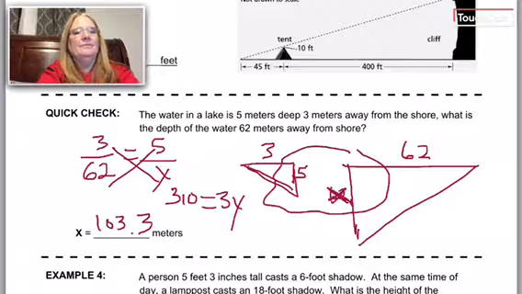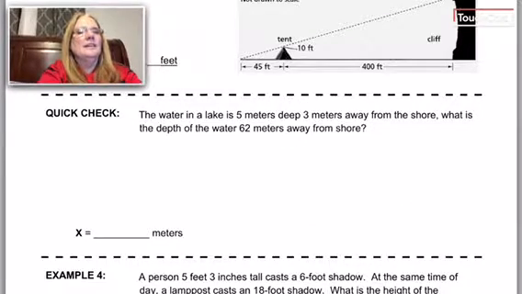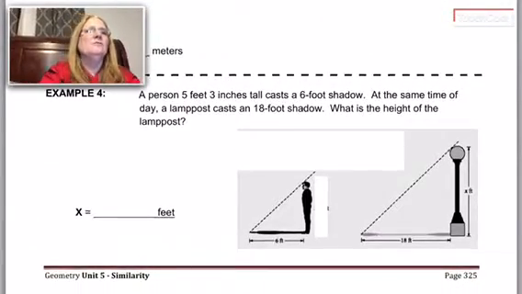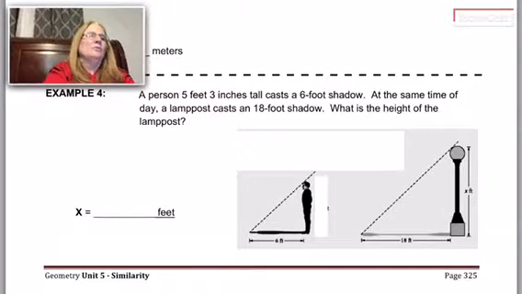All right. Next, a person 5 feet 3 inches tall cast a 6-foot shadow. At the same time of day, a lamppost cast an 18-foot shadow. What is the height of the lamppost?